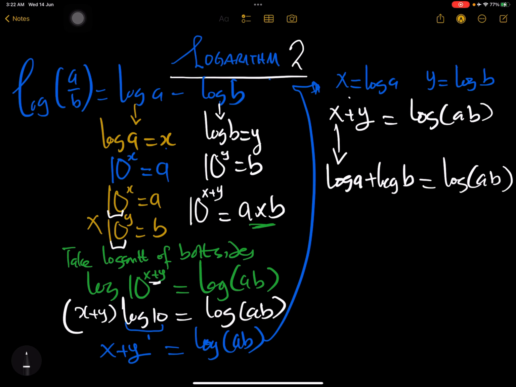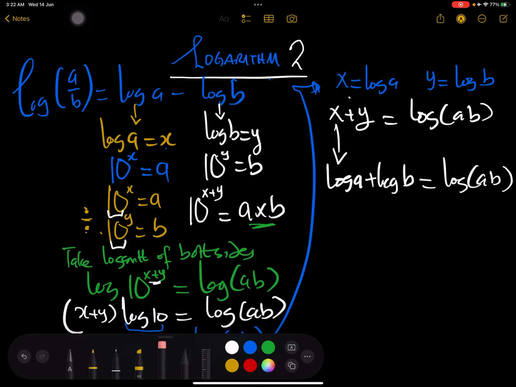But with the third law, what we do is that instead of multiplying, we divide. So I'm going to come back, instead of multiplying like here, instead of multiplying, we divide it. And when we divide, we're going to change here.